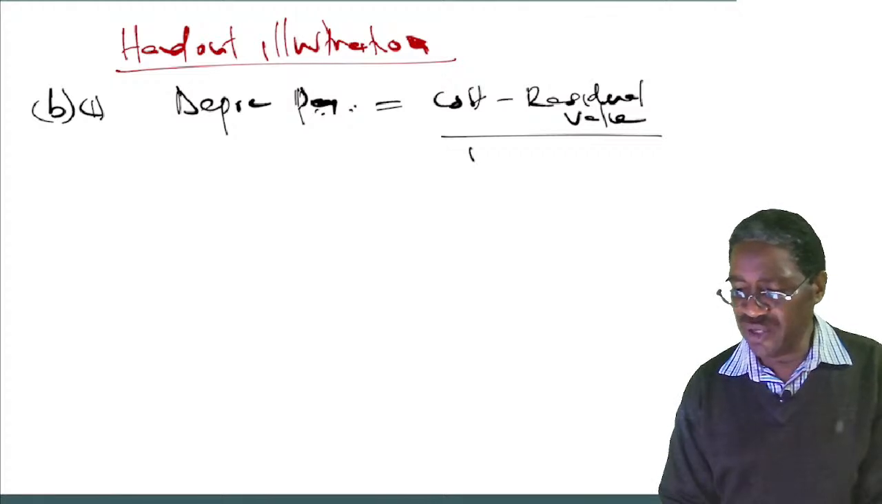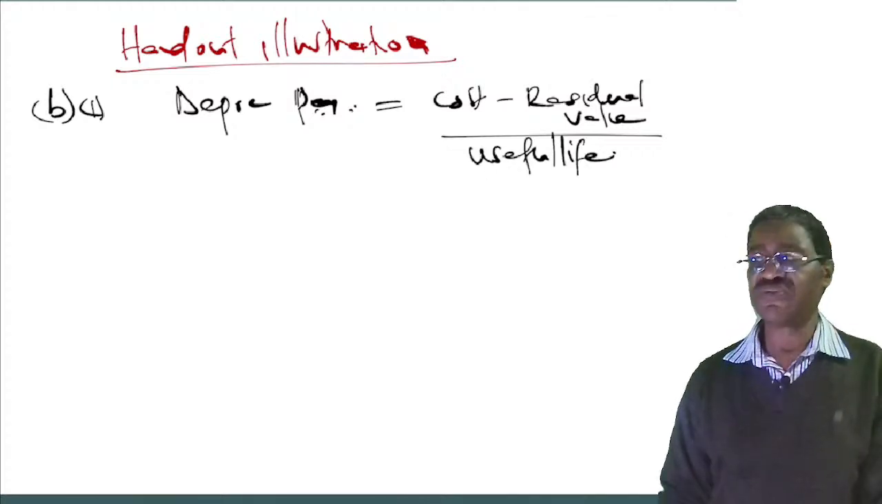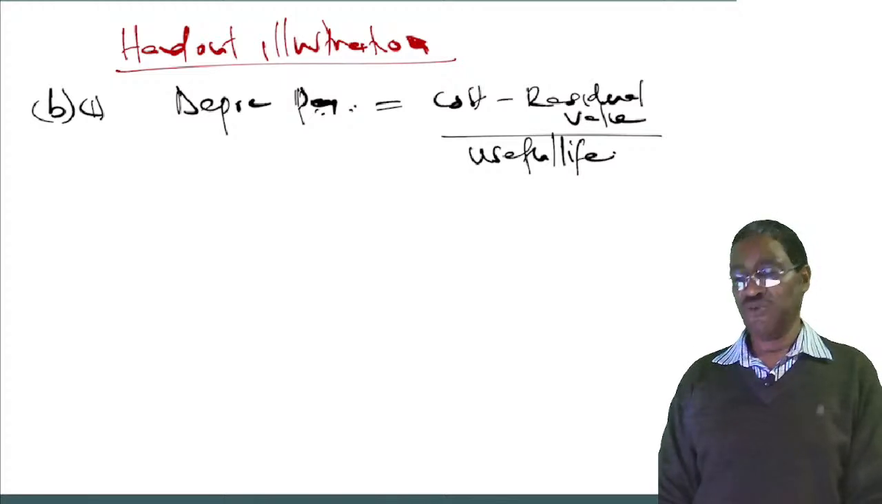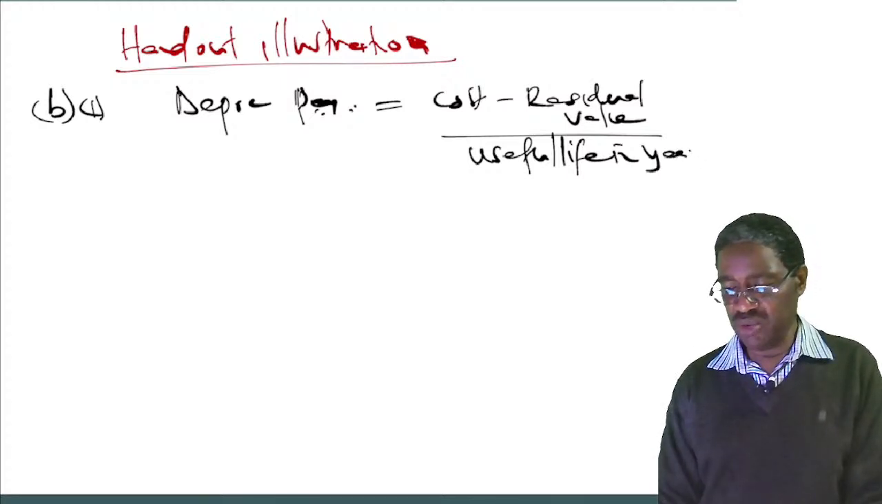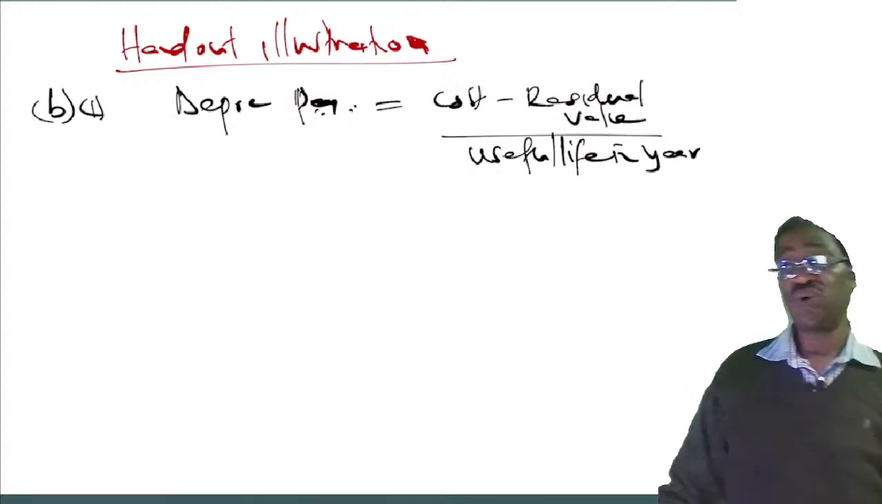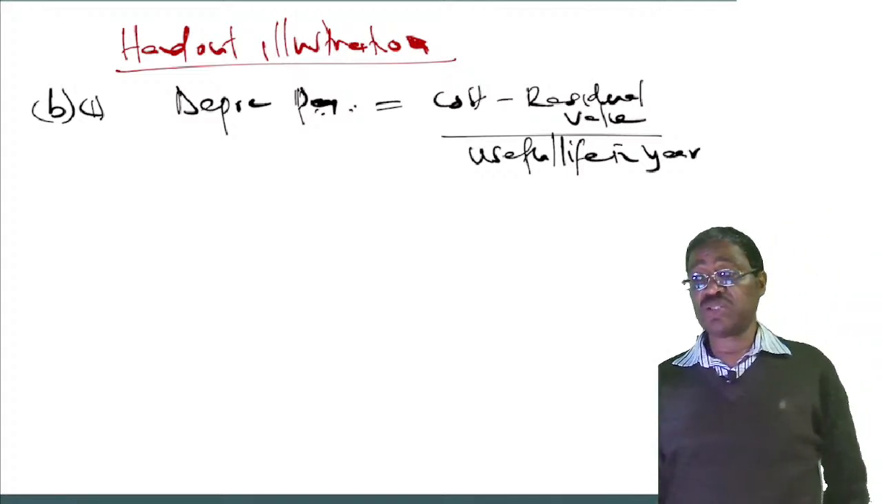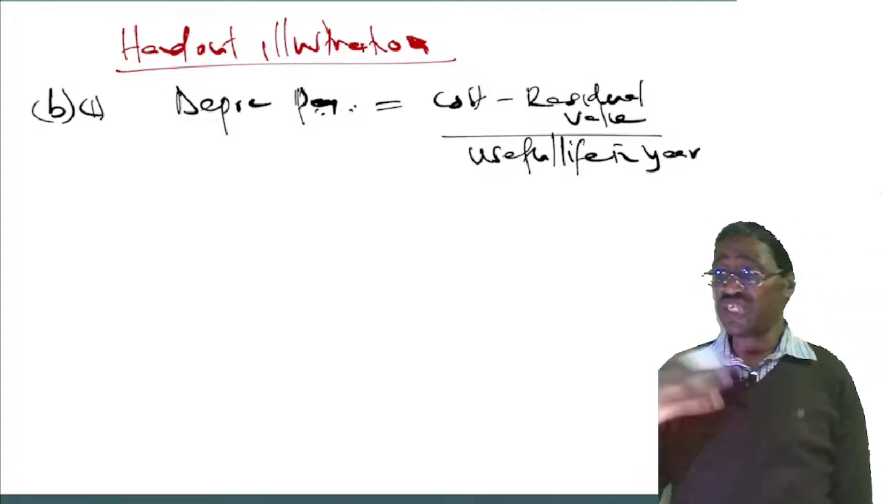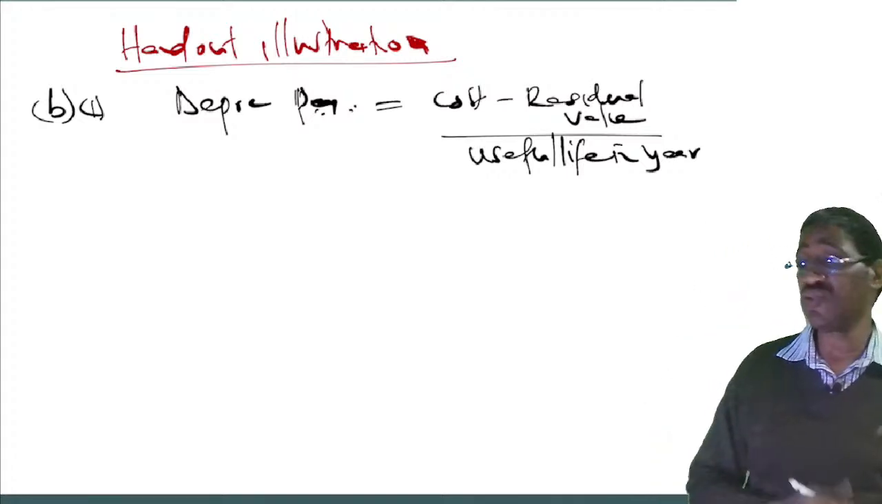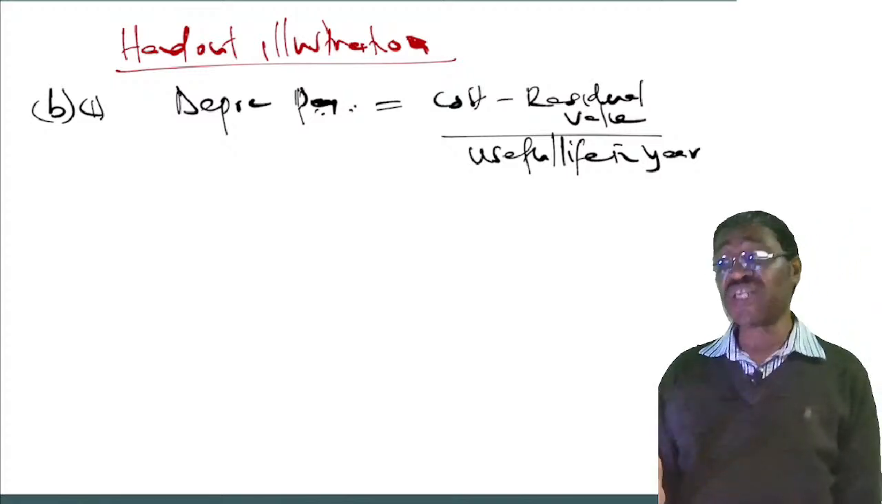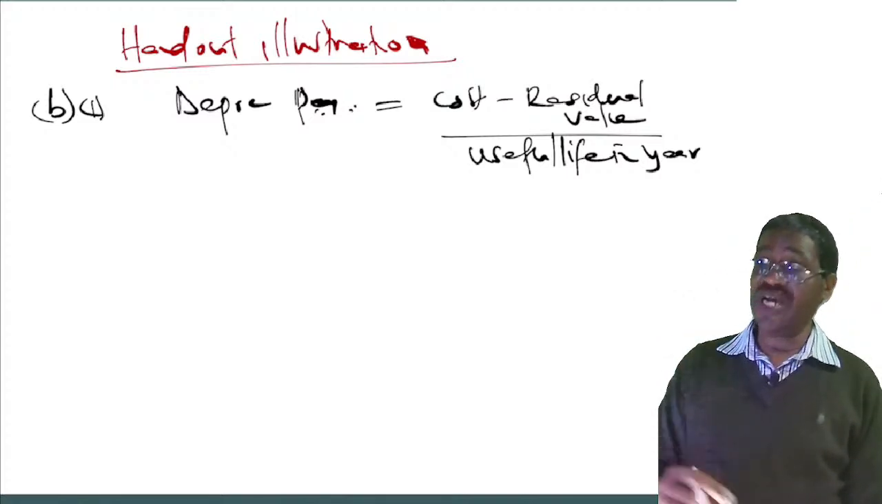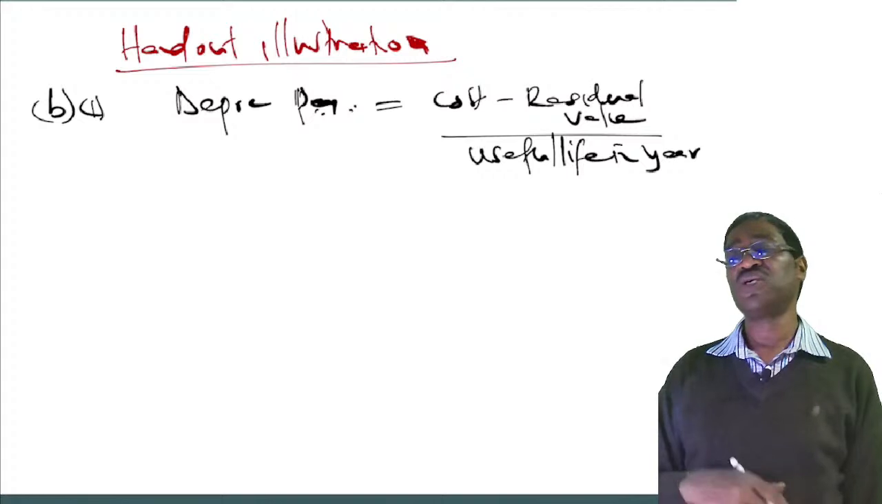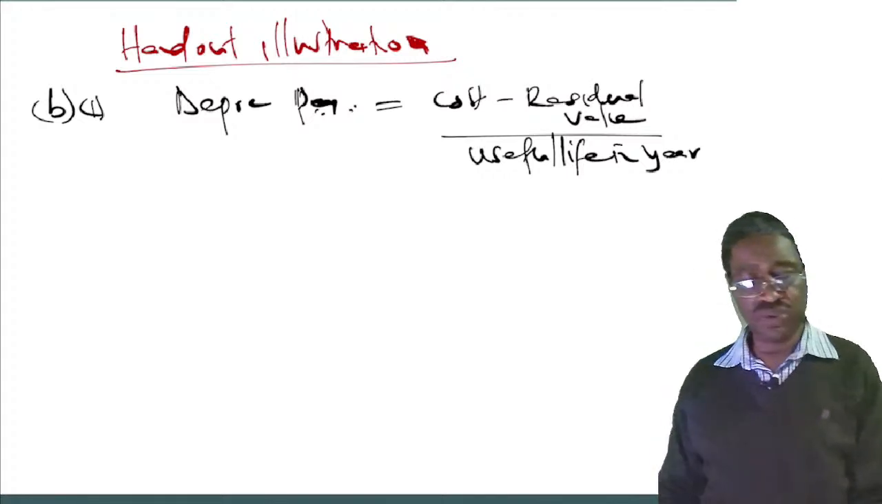Divide that by the useful life, of course in years. That is normally the formula for straight line. Whenever you are not given a percentage, whether they tell you 20% on cost, 5% on cost, and so on, and they just tell you straight line, you normally take the cost of the asset, minus the residual value, and then divide that by the useful life.